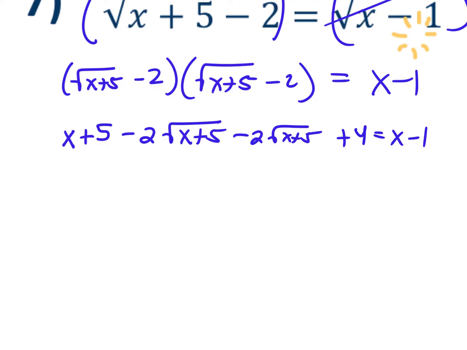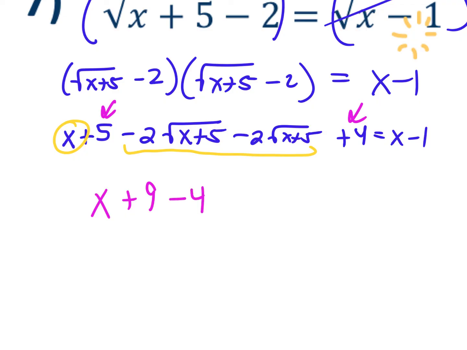So let's talk about what we can combine. These are going to stay together. So I have a positive x, a positive 5 and a positive 4 gives me 9. And then how many square root of x plus 5s do I have? What kind? Both negative. Good. I have -2 and -2. I have -4 square root of x plus 5 equals x minus 1.